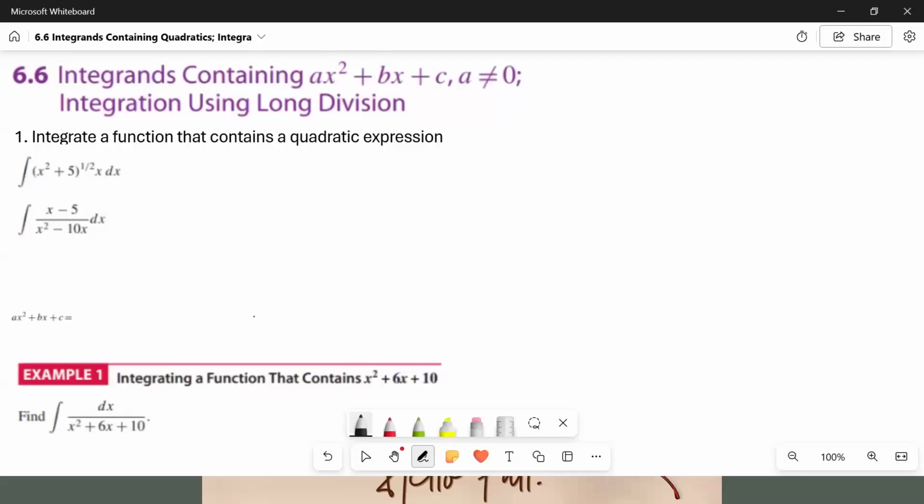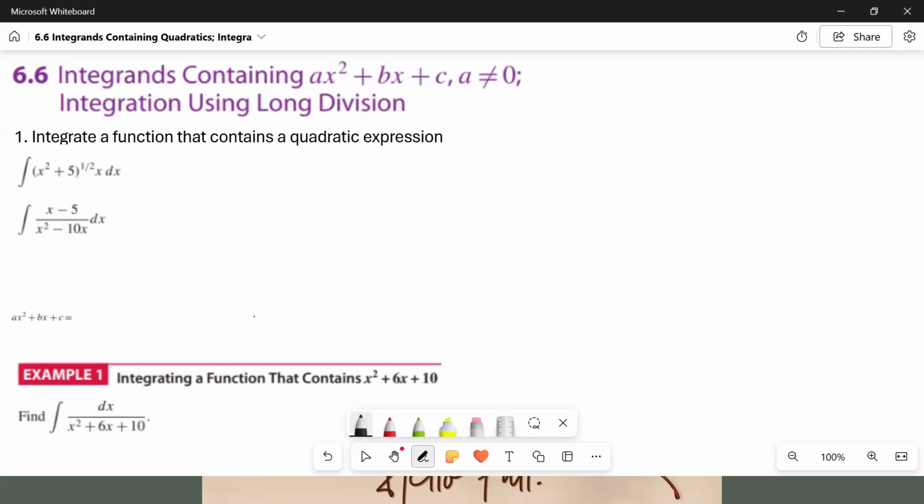All right, guys, Mr. Antonucci here, and we're going to be jumping into section 6, and we're going to talk in this video about integrating a function that contains a quadratic expression. So sometimes an integral that contains a quadratic expression can be found using substitution.